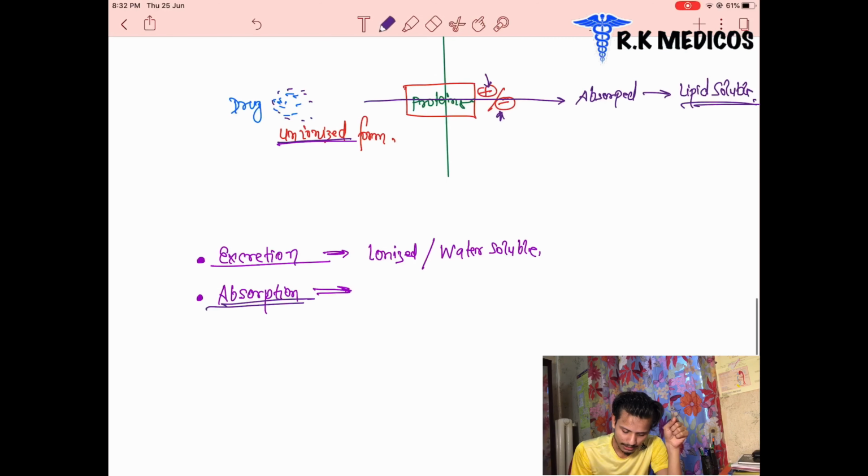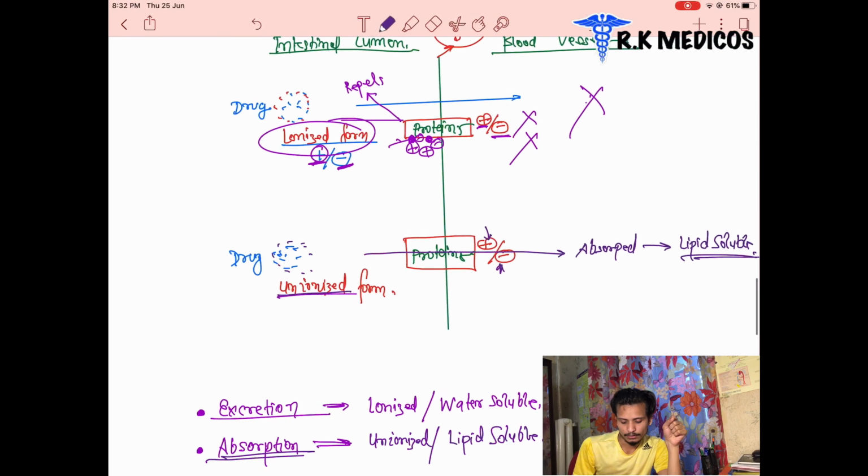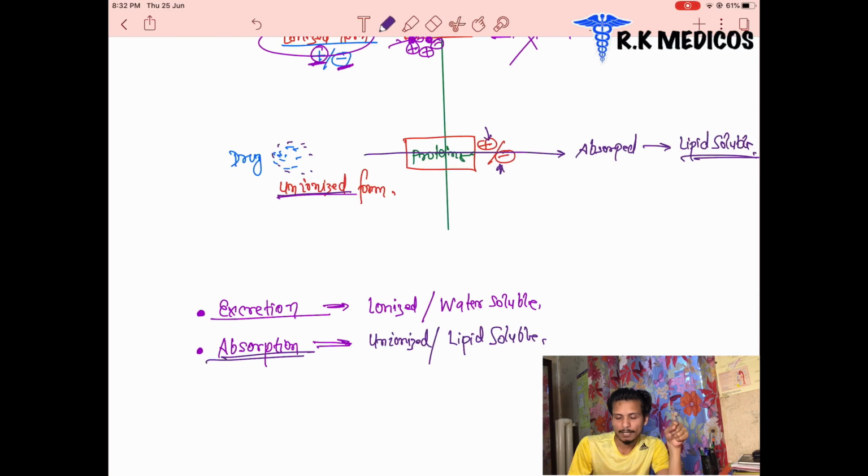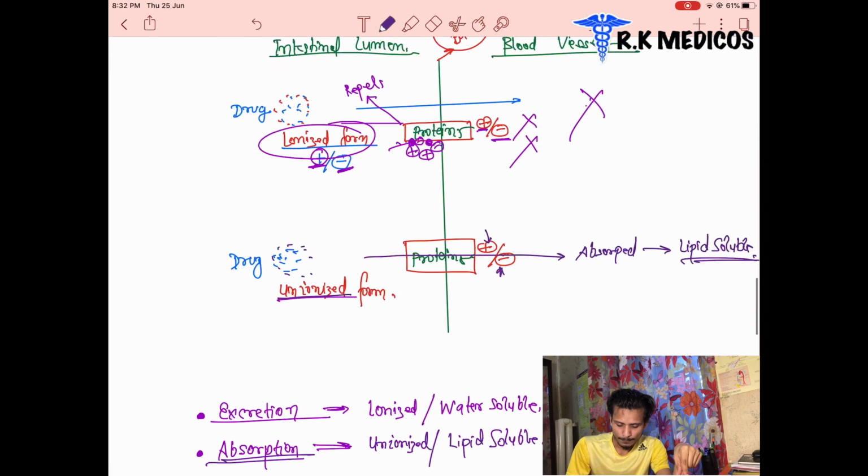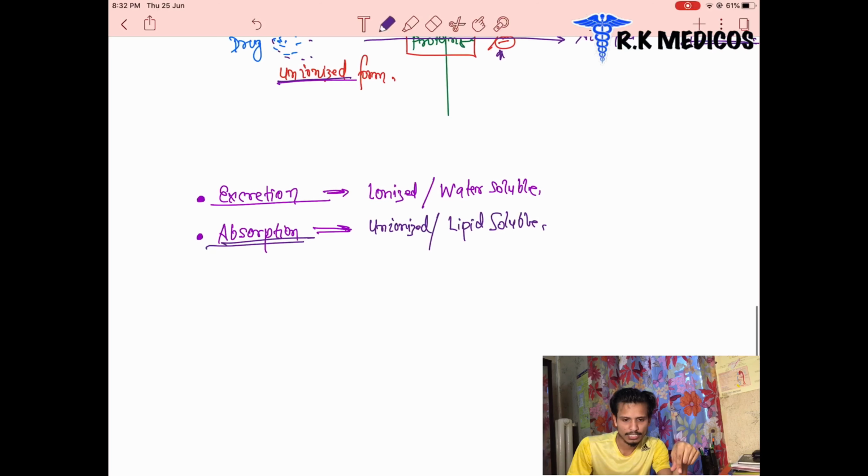What happens in absorption? Absorbed drugs are unionized drugs and they are lipid soluble. We take now two terms, excretion and absorption. In absorption, the drug is lipid soluble and in unionized form; in excretion, it is water soluble and in ionized form. Next we discuss distribution, in the second half of the video.